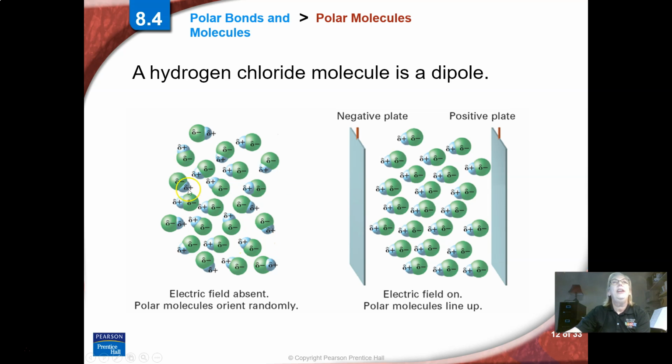So here they don't have any electricity. No, there's no electric field here. But if you have a negative plate here and a positive, then these guys are going to orient themselves towards the correct plate. So this side of the HCl is more negative, the cloud is pulled on this side, and so it's negative. So it's going to be attracted to the positive plate. And the hydrogen side is going to be more kind of positively charged, and it's going to be attracted to the negative plate. These little sigmas mean that it's not a full negative one and not a full positive one. They're partial. They're less than one. But they still have a slightly negative side and a slightly positive side.